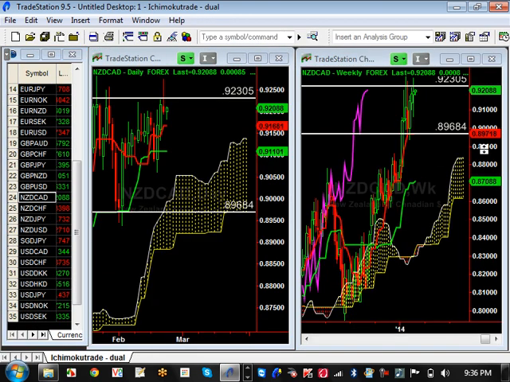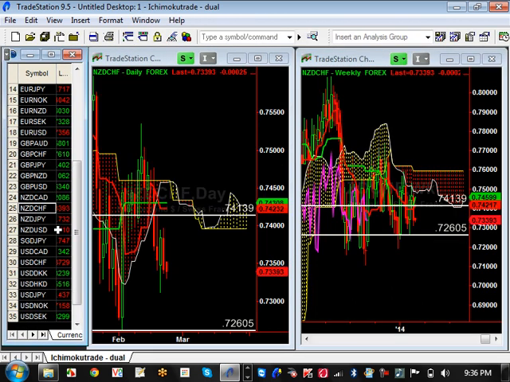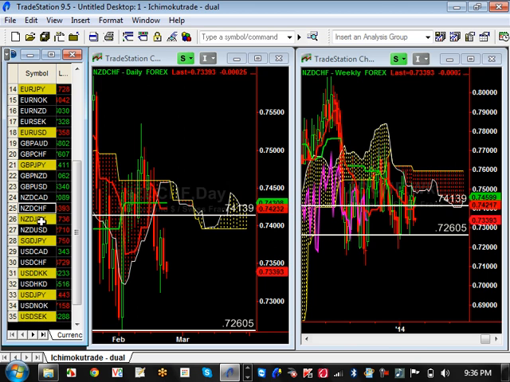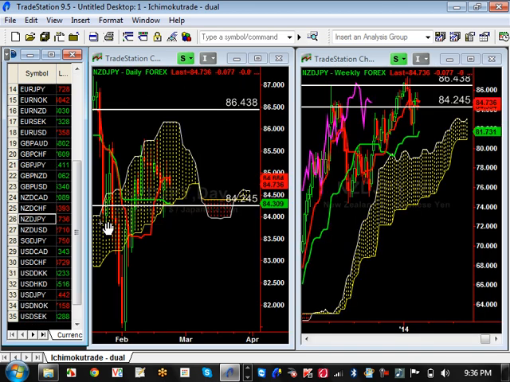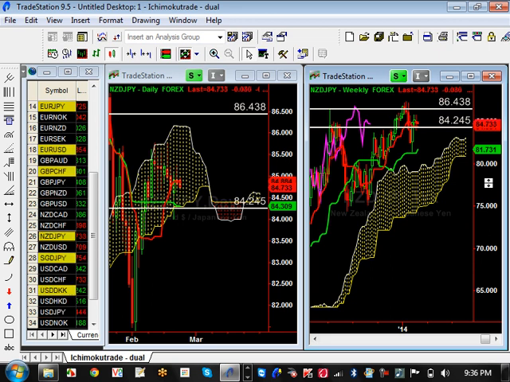New Zealand CAD, on this guy you can look at this nice little bullish trend here, kind of stuck now between the zones. Support on this one's going to be 89.68 and 92.30. New Zealand Swiss is basically stuck in a range between 72.60 and 74.13. New Zealand Yen, bullish trending here, but basically hesitating right now. Twice now we hit a resistance at 86.43. Couldn't do anything at all. Support on this one's going to be 84.24.